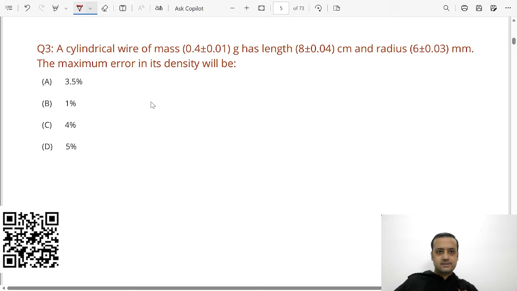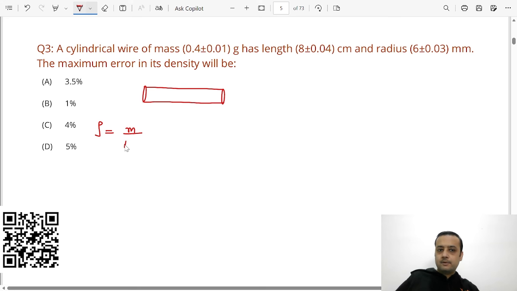A very standard question again, from the topic of errors. Here we have been given a cylindrical wire, basically whose mass, length, and radius has been given, and we have to calculate the error in the density. Now we know that density can be written as mass upon volume, and volume for a cylindrical wire can be written as pi r square L, correct? Now we have to find the error. Very easy, standard formula: d rho by rho is equal to dm by m, plus, pi is the constant so it will not have any error, 2 dr by r plus dl by l.